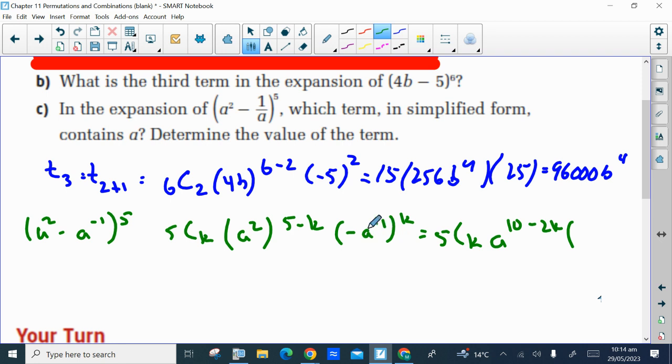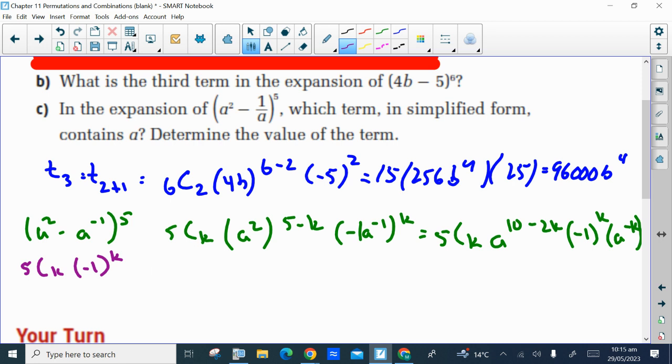This negative a to the negative 1 actually has two parts. The first part is the coefficient, which is negative 1, raised to the power k. And then you'll have a to the negative 1 to the power k, which is a to the negative k. If we put the parts together, that will give us the coefficient, which would be the 5Ck part, as well as the negative 1 to the power k part. We can also combine the a factors together.